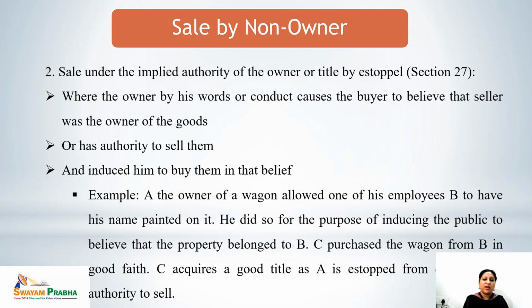Let's see the example. A, the owner of a wagon, allowed one of his employees, B, to have his name painted on it. He did so for the purpose of inducing the public to believe that the property belonged to B. C purchased the wagon from B in good faith. C acquires a good title and A is stopped from denying B's authority to sell. As we can see in this example, B is using the authority of A, and the purpose is to induce the public to purchase that thing. And C, under the effect of title by estoppel, has taken delivery of the wagon, and this would be treated as a valid sale.